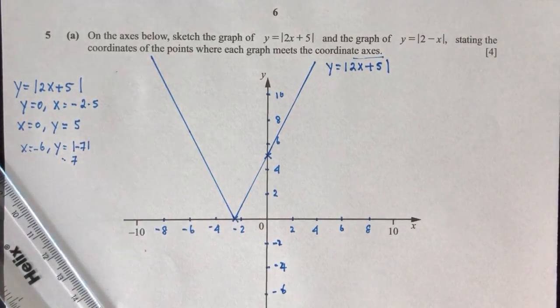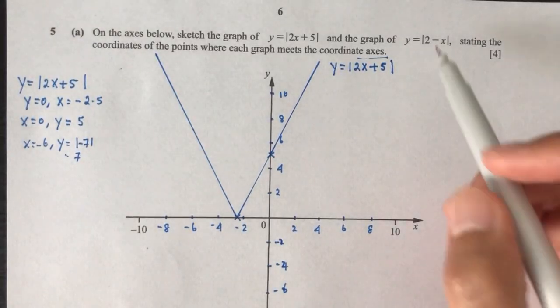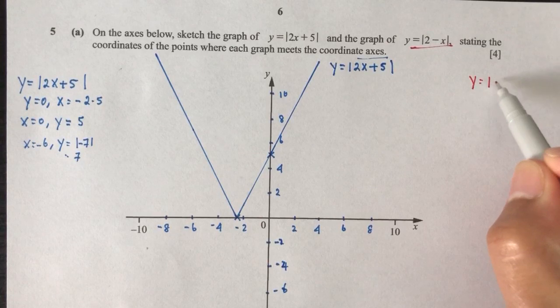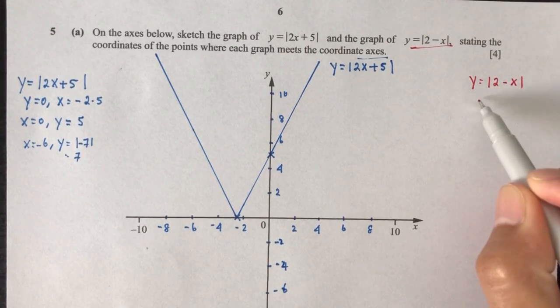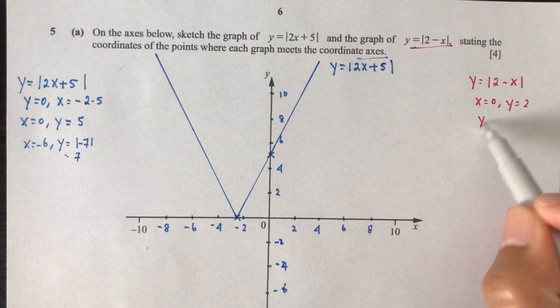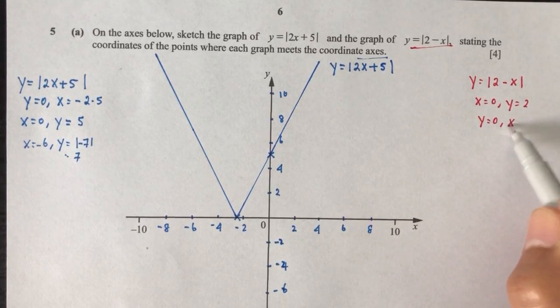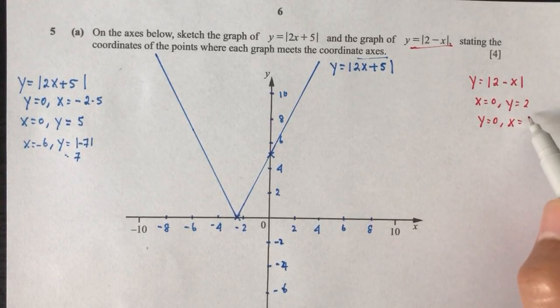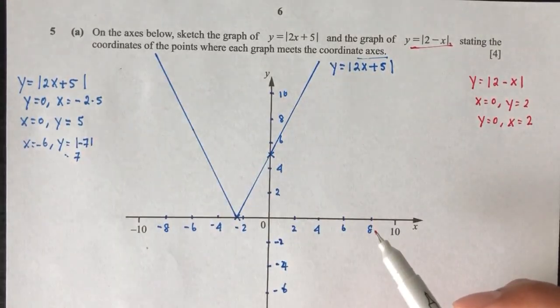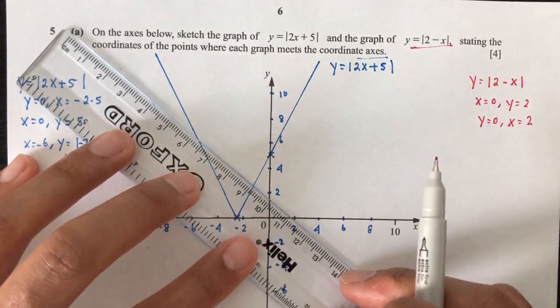Now let's move on to the other graph. For this one, same steps, y equals 2 minus x. So when x equals 0, y equals 2, and when y equals 0, x equals 2. So we have 1 point here and 1 point here. Let's just draw this one first.